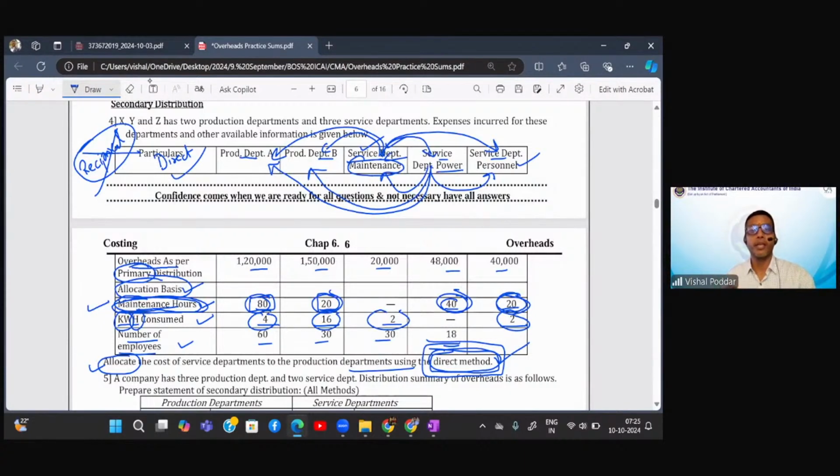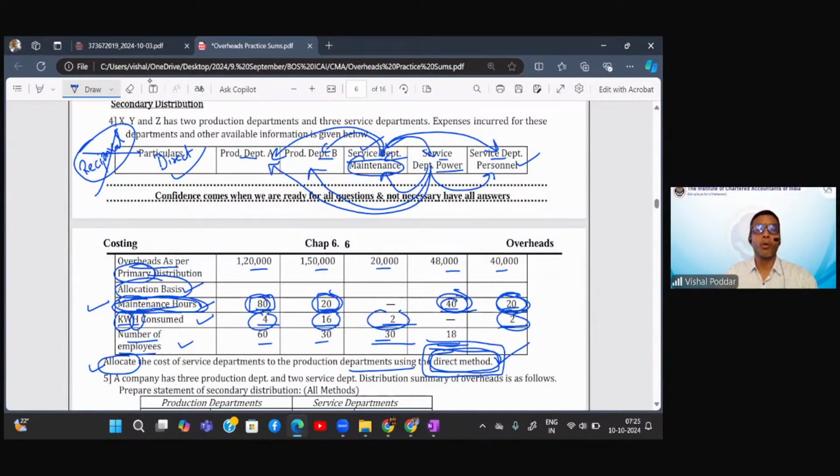asked, I think Kasak asked at the start, then how we will do it? This is what I want to explain. How will we do it? Now, when the sum is of reciprocal, it means all are giving services to one another, as you can see from the data. But they are asking you, don't do by reciprocal, do it by direct. So now answering Kasak's question and then coming to your question, which will be answered automatically.